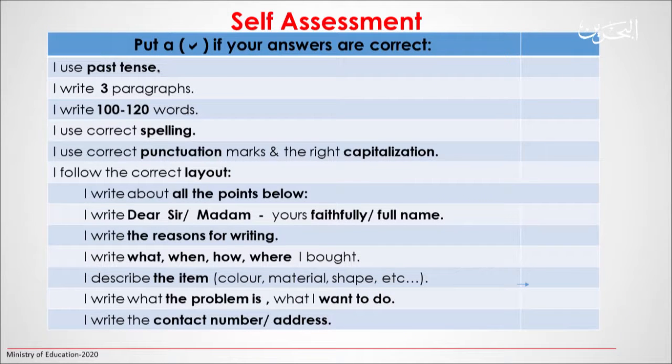I wrote the reasons for writing. I wrote what, when, how, and where I bought it. I described the item: color, material, shape, etc. I wrote what the problem is and what I want done. I wrote the contact number and address. After you finish this, you can assess yourself on whether your complaint letter is complete or not.